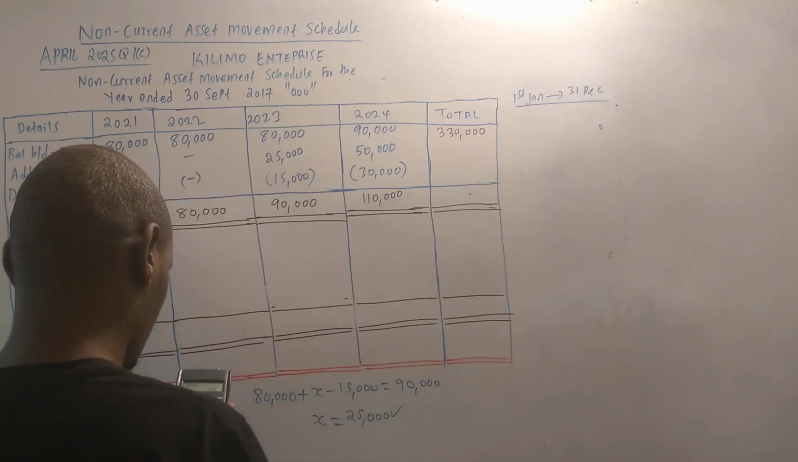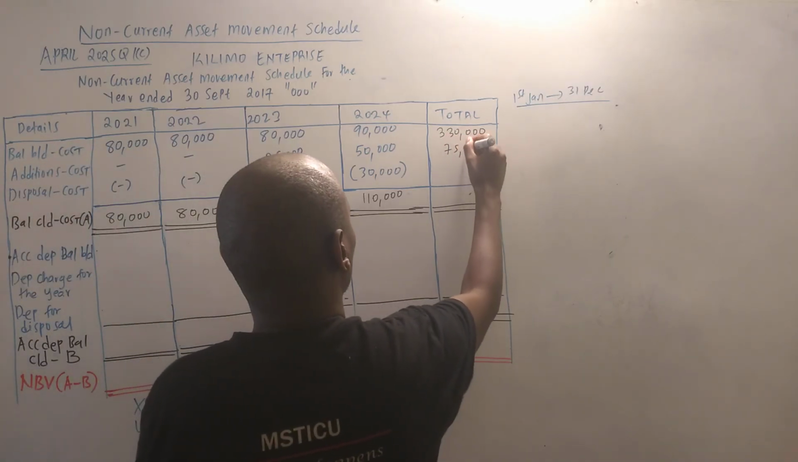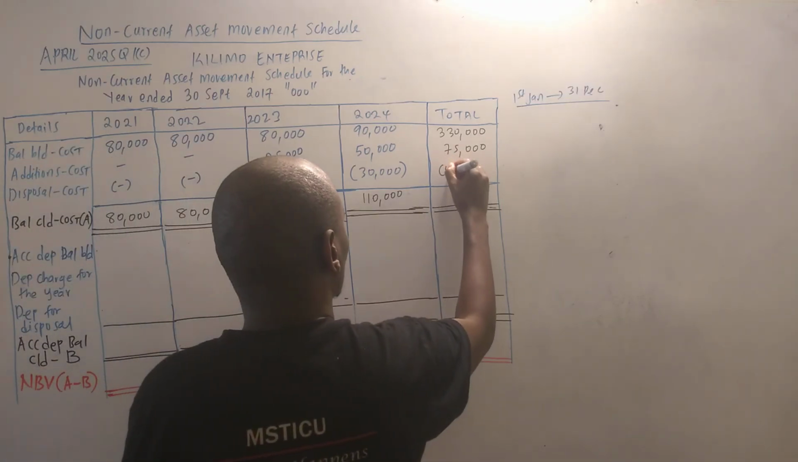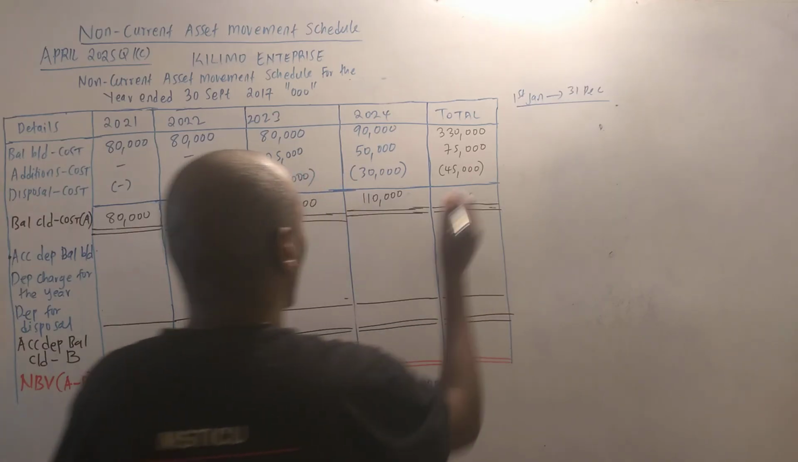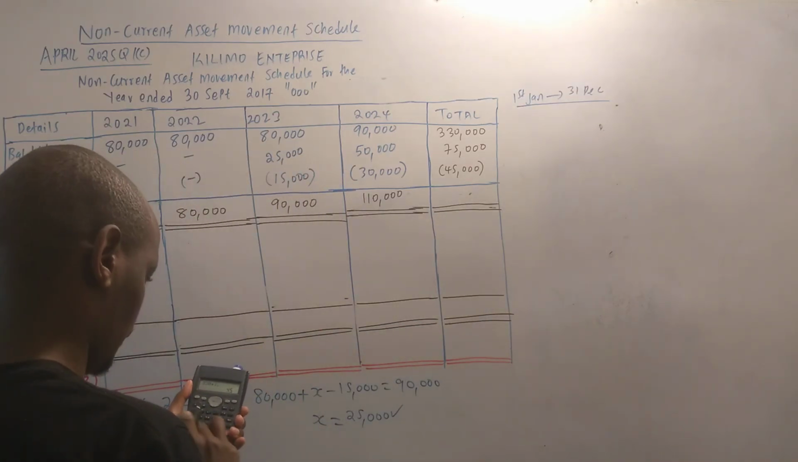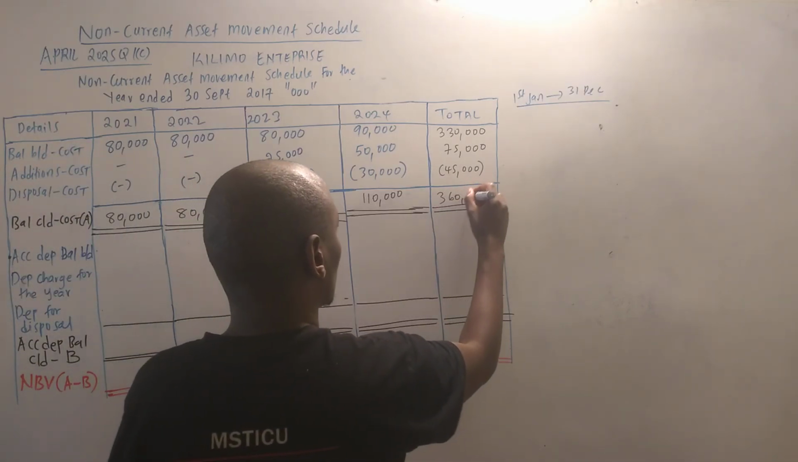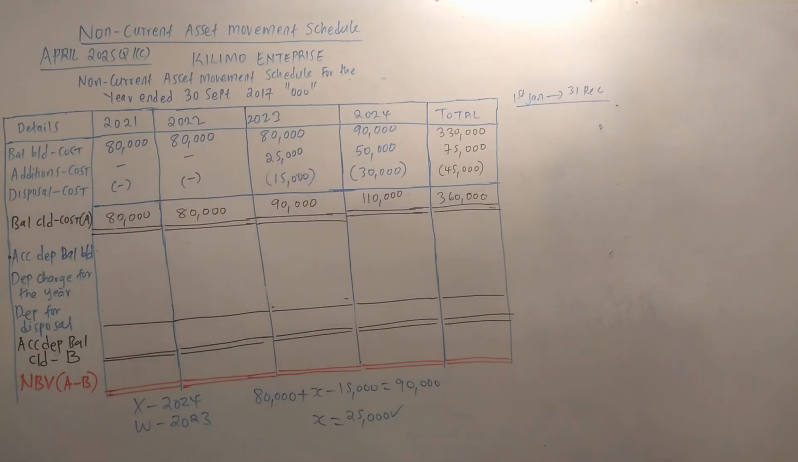25 plus 50, then that is 75,000. Then 15 plus 30, then that is minus 45. Then total: 330 plus 75 minus 45. That will be equal to 360,000. Can confirm: 80 plus 80 plus 90 plus 110. Good. Now let's go to accumulated depreciation. Because the business started on 1st January 2021, there was no accumulated depreciation at the beginning.